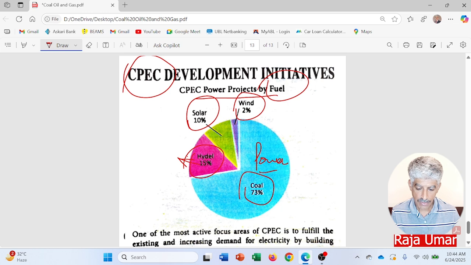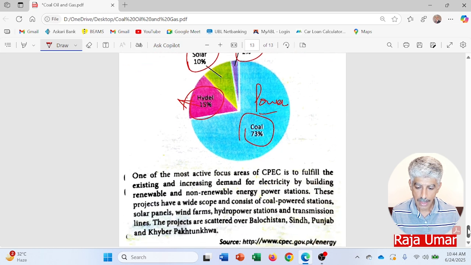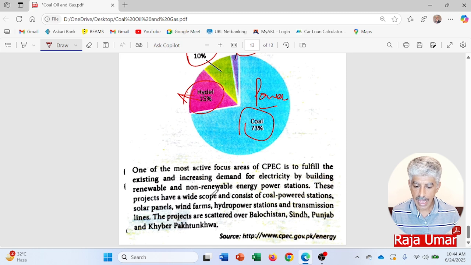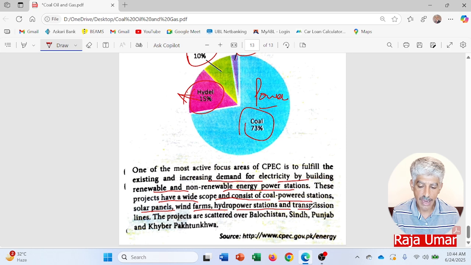So one of the most active focus areas of CPEC is to fulfill the existing and increasing demand for electricity by building renewable and non-renewable energy power stations in Pakistan. These projects have a wide scope and consist of coal power stations, solar panels, wind farms, hydroelectric power stations, and transmission lines across the route of CPEC. The projects are scattered over Balochistan, Sindh, Punjab, and Khyber Pakhtunkhwa.